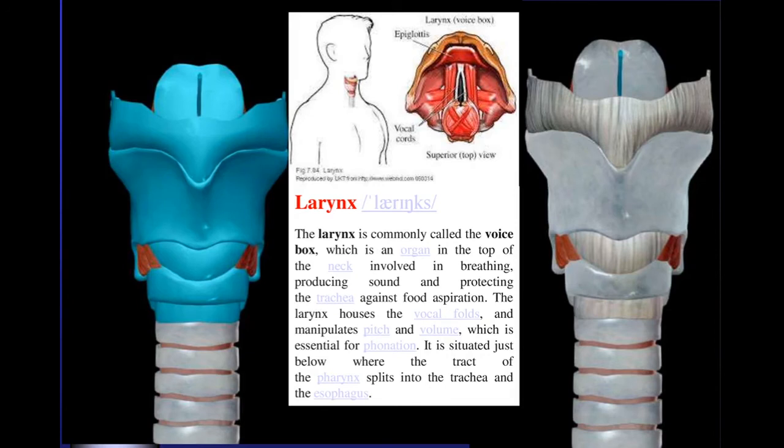The larynx is commonly called the voice box, which is an organ in the top of the neck involved in breathing, producing sound, and protecting the trachea against food aspiration. The larynx houses the vocal folds and manipulates pitch and volume of the sound, which is essential for phonation. It is situated just below where the tract of the pharynx splits into the trachea and the esophagus.